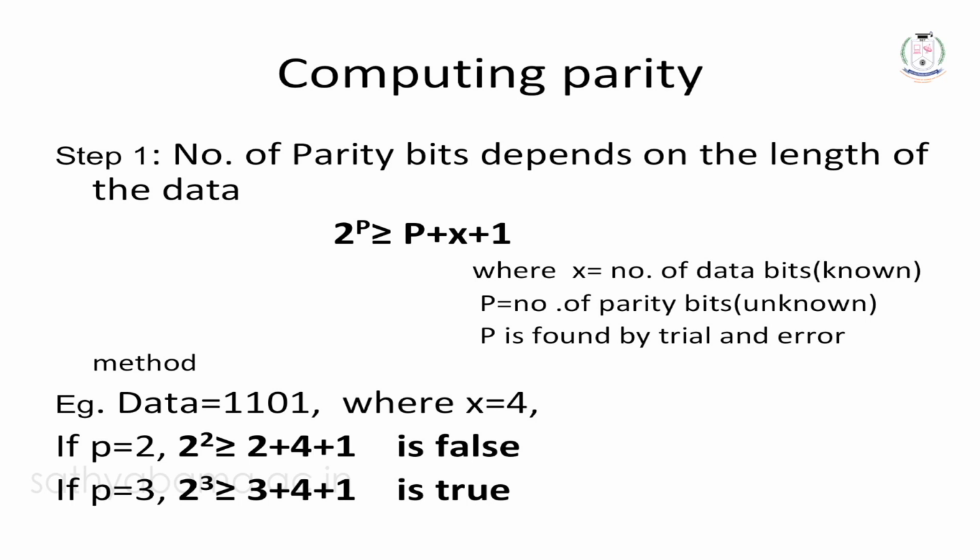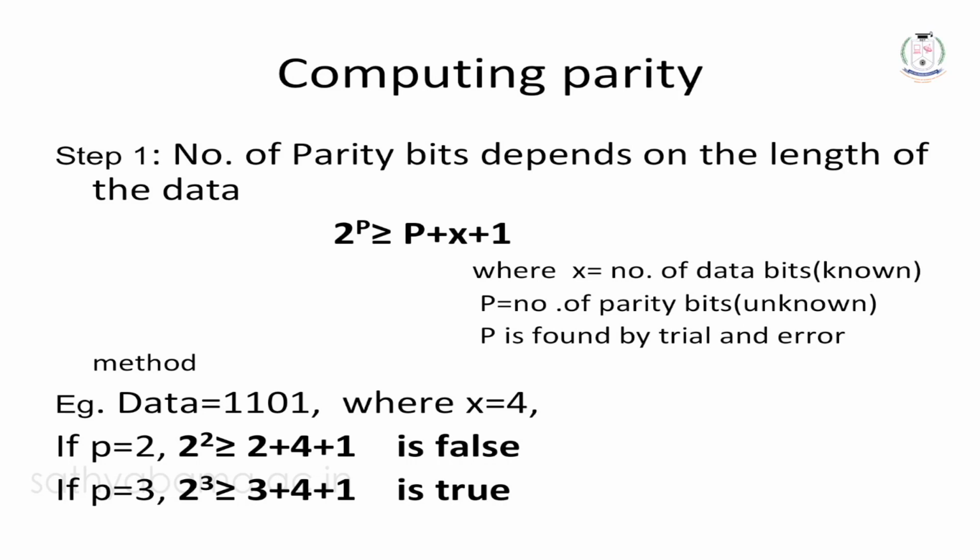Step 1, computing the parity, would be to find out the value of p, where p stands for the number of parity bits and x stands for the length of data, or the number of data bits. This expression shows us 2 raised to p is greater than or equal to p plus x plus 1, where x is a known value and p is the unknown value which we are going to find out. Let's consider the same example 1101. So from here, the x value is equal to 4, which is basically the length of the data.